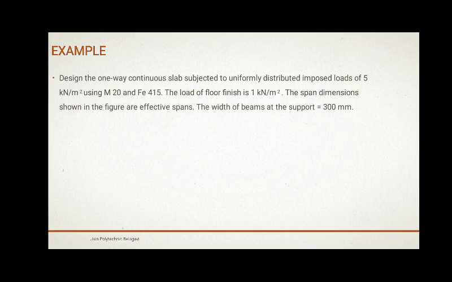So the problem goes like this. We have to design a continuous slab which is subjected to a UDL of 5 kilonewton per meter square using M20 and Fe415 steel. The load of floor finish is 1 kilonewton per meter square. If it is not given, we can assume it. Span dimensions are as shown in the figure, and the width of beam at the support is 300 mm. You can assume it from 230 to 300 mm if it is not given. The standard is 230 mm.